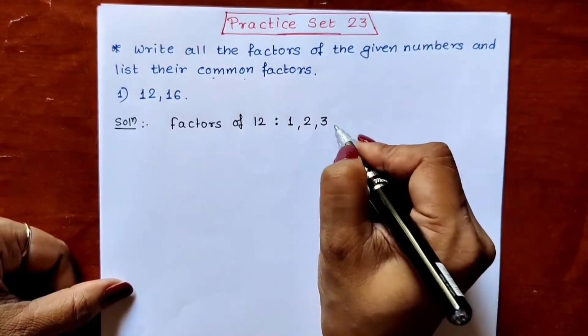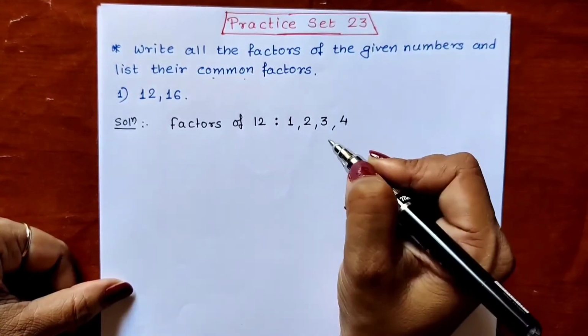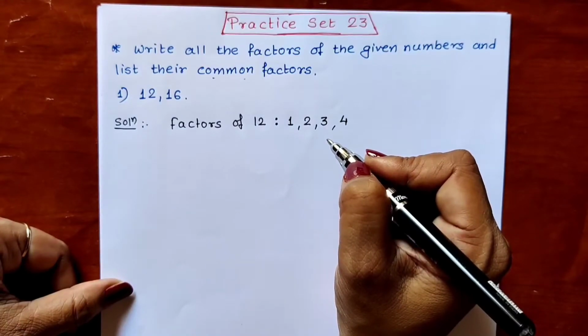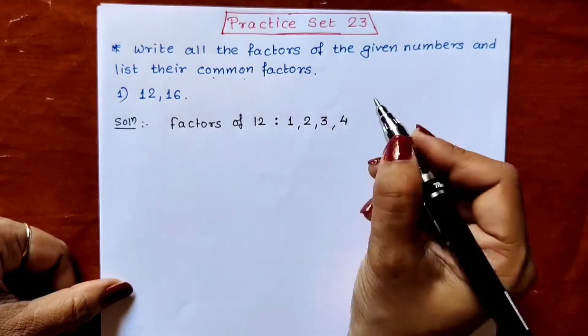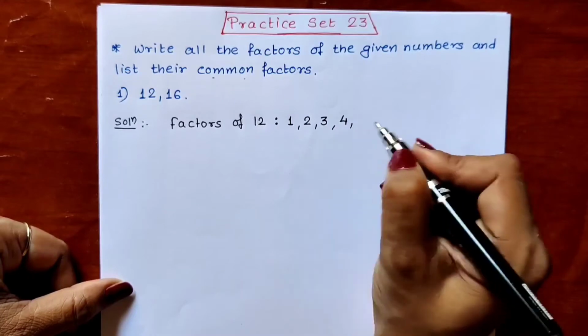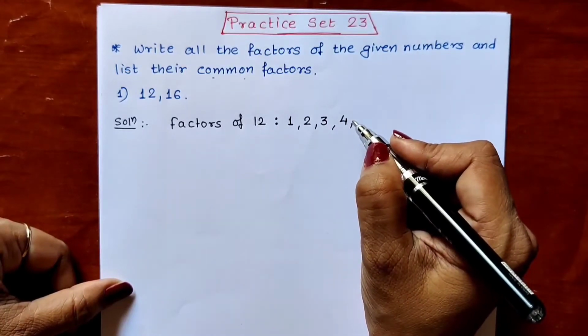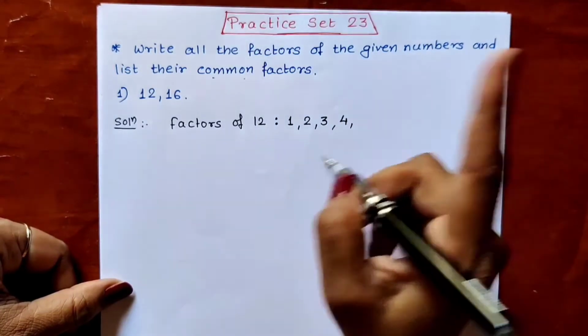Is it divisible by 4? 4 3s are 12. It is in the table of 12. That's why 4 is also a factor of 12. Now, after 4, it is not divisible by 5. It is not in the table of 5.